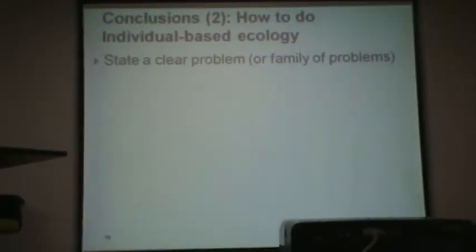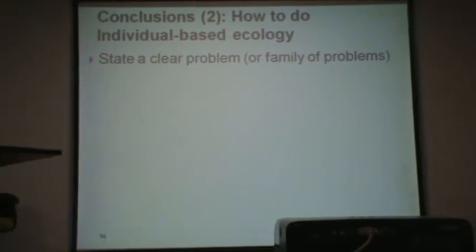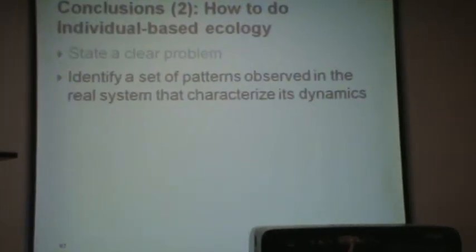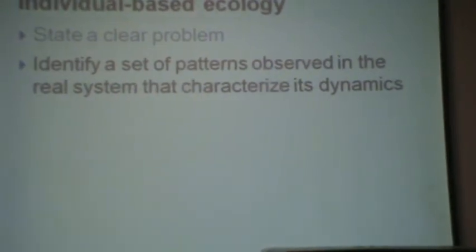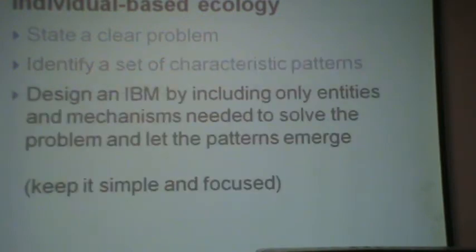So how do we do it? First, state a clear problem, or maybe a family of related problems. Identify a set of patterns that have been observed in a real system that seem to characterize its dynamics for the problem that we're interested in. Design an individual-based model that includes only the entities and mechanisms needed to solve the problem and let the patterns emerge.